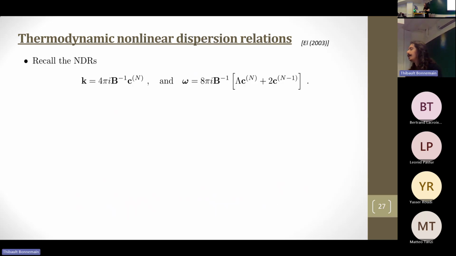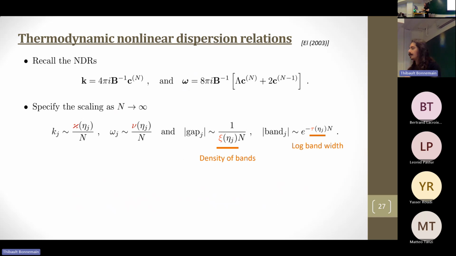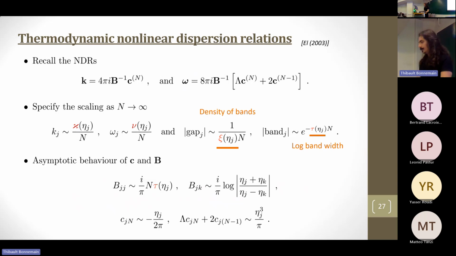I recall them here. And then I will make my scaling a bit more specific by introducing the smooth functions kappa and nu, which interpolate between the k's and the omegas. I will also introduce the function psi, which is the density of bands, and tau, which is the logarithmic bandwidth. Putting all of this together, I can express every term of the nonlinear dispersion relation under this scaling.